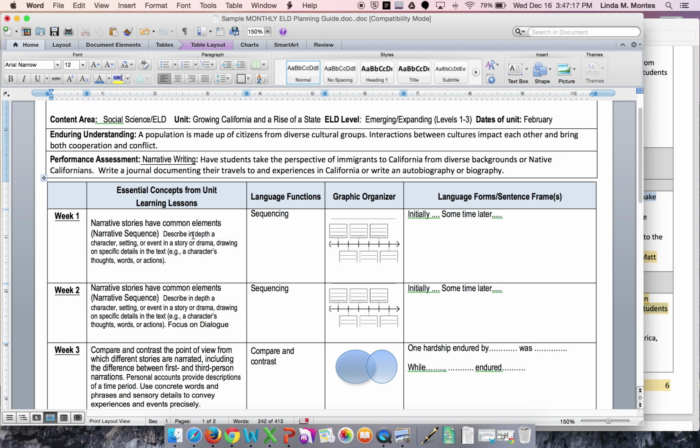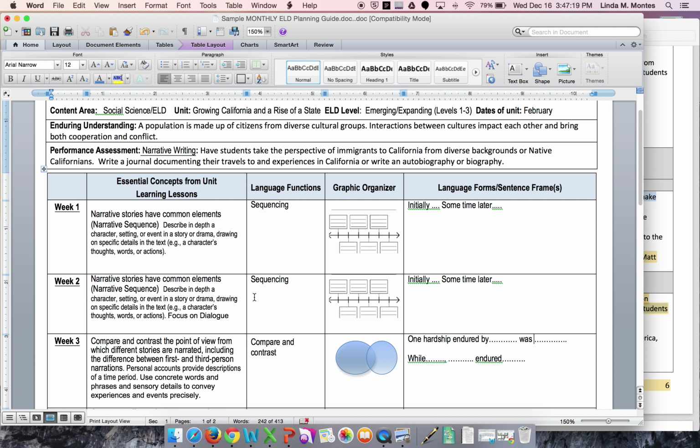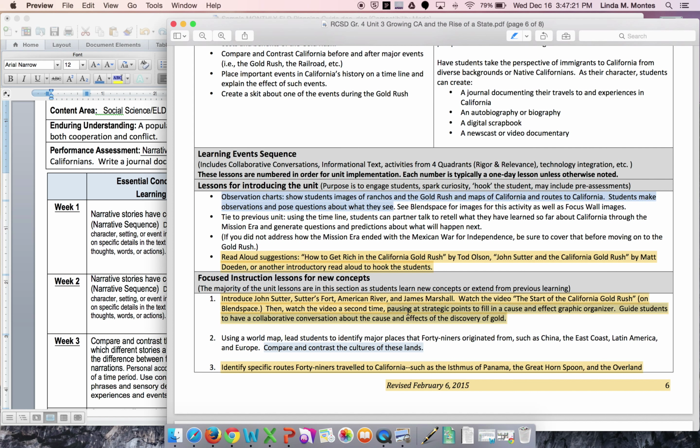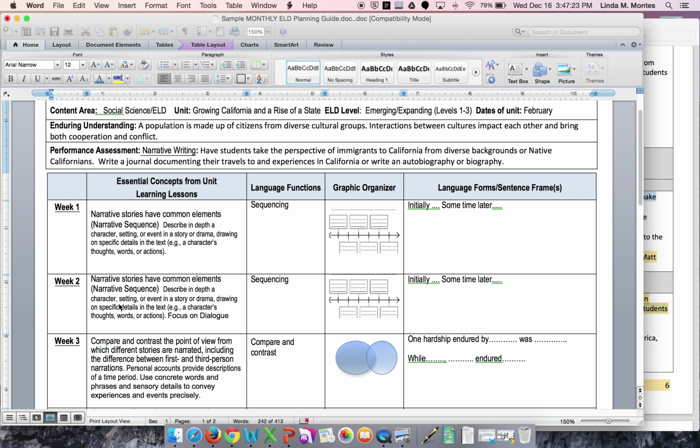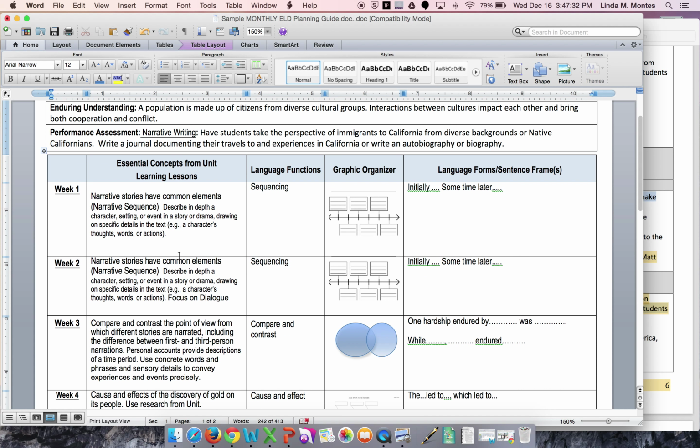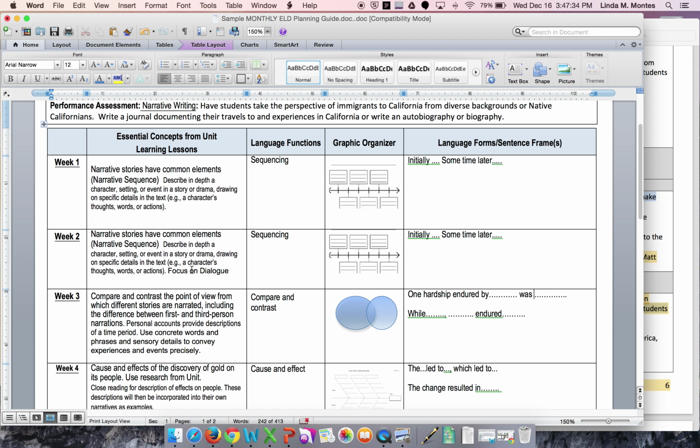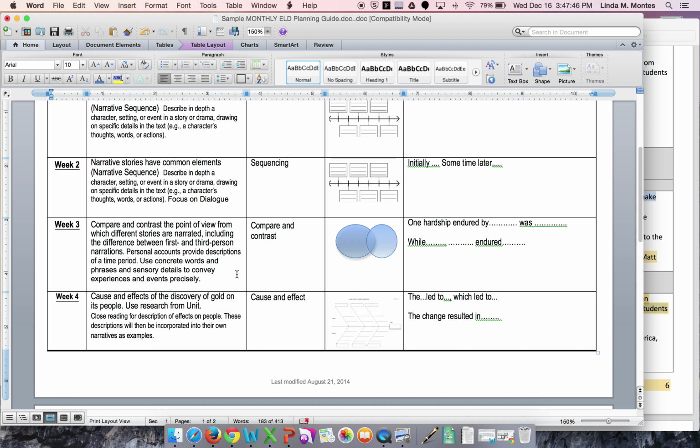So basically what I'm doing is each week I'm taking a suggestion that's done during the social studies time, and for designated ELD, I'm going more in depth. So this week I'm going to focus on characters' thoughts, words, describing in depth the character, setting, or event. The following week I'm doing the same thing, but if you notice, I'm also going to focus on dialogue, because in 4th grade narrative writing, there needs to be lots of dialogue, and the students need to understand that they need to write and include dialogue in a narrative, in a story.